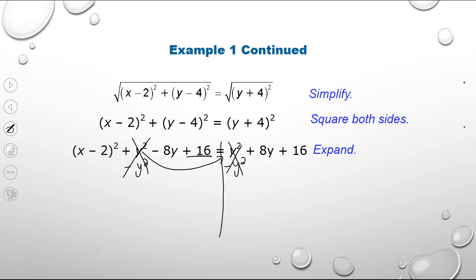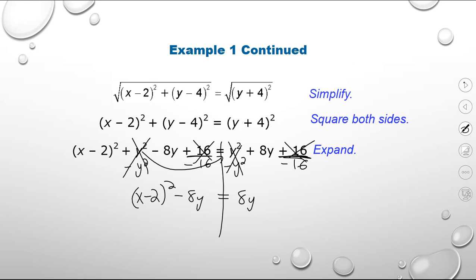Y squareds are the same. I also have plus 16 on both sides, which means they're going to cancel out for the same exact reason. If you were to subtract 16 on this side and this side, you'd end up canceling them out. They become 0. So really, what we're going to be left with is x minus 2 squared minus 8y equals positive 8y.